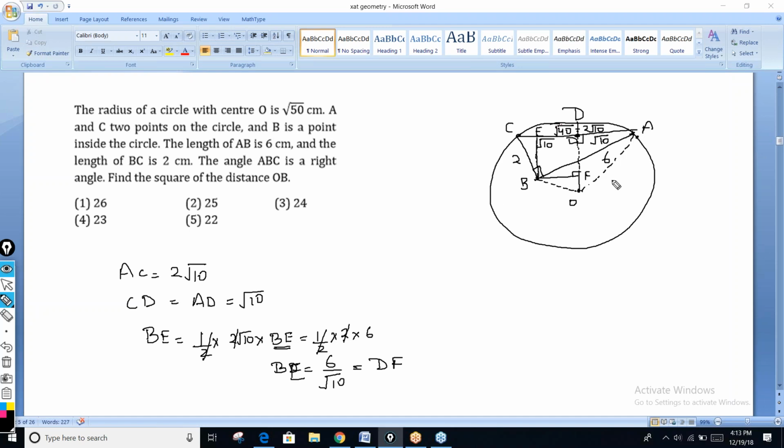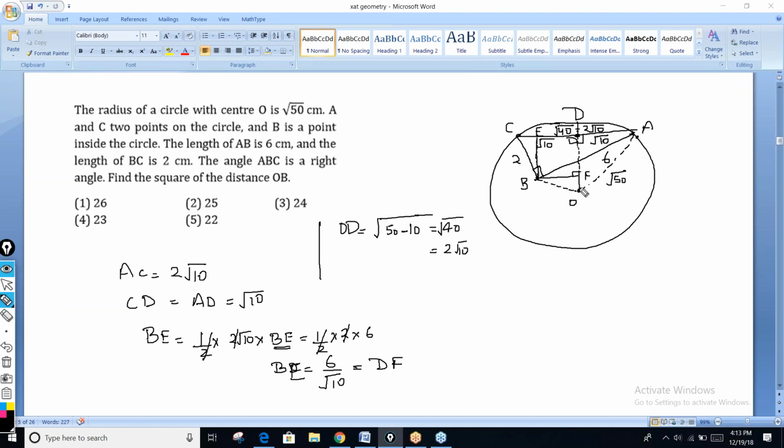OD, we can get it, guys, very easily. The radius is given, root 50. If radius OA is root 50, and this is 2 root 10, what is the length of OD? OD is nothing but this square minus this square. So 50 minus 10, it is root 40, which also comes out to be 2 root 10. OD is 2 root 10.